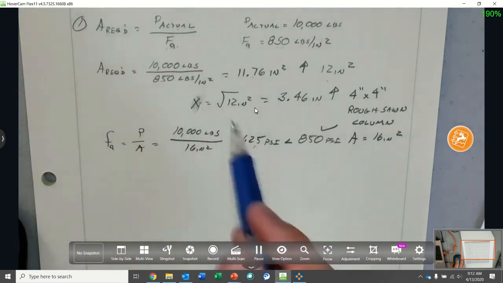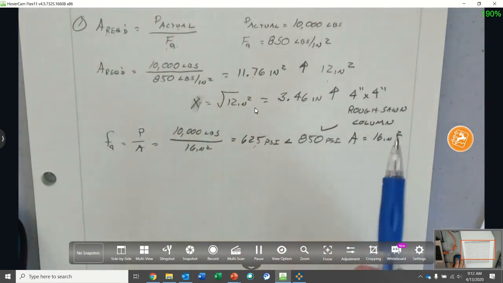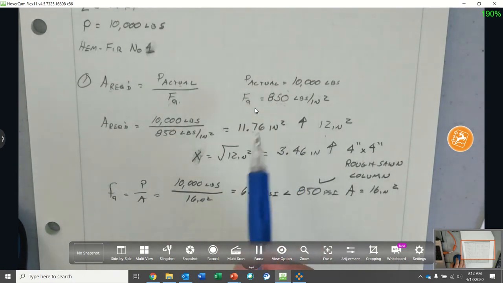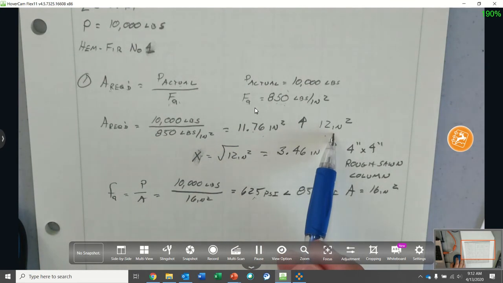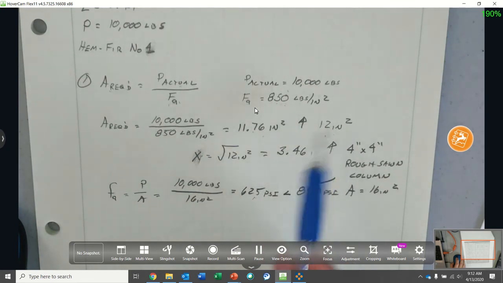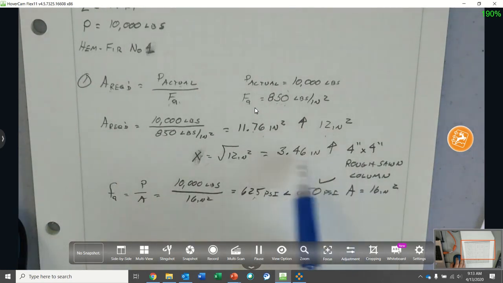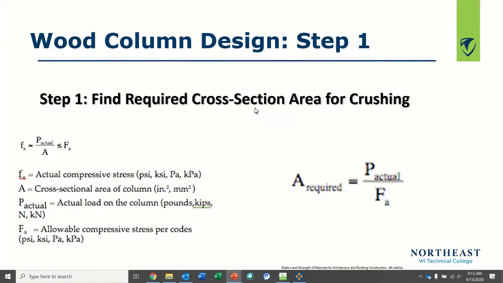Sorry, I kind of jumped around on all that. So, find my area required based on my allowable stress from the design table. Once I find that, round it up because it's going to be rough sawn. Take the square root of it because we want it to be square, that way I don't have a weak axis. My Ix and my Iy are the same because it's square. Round it up and check my actual. I'm less than my allowable, so we're good. That was step one.